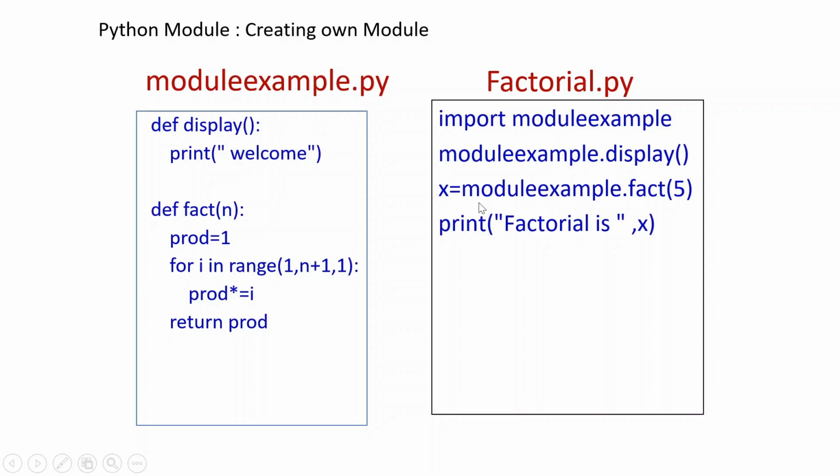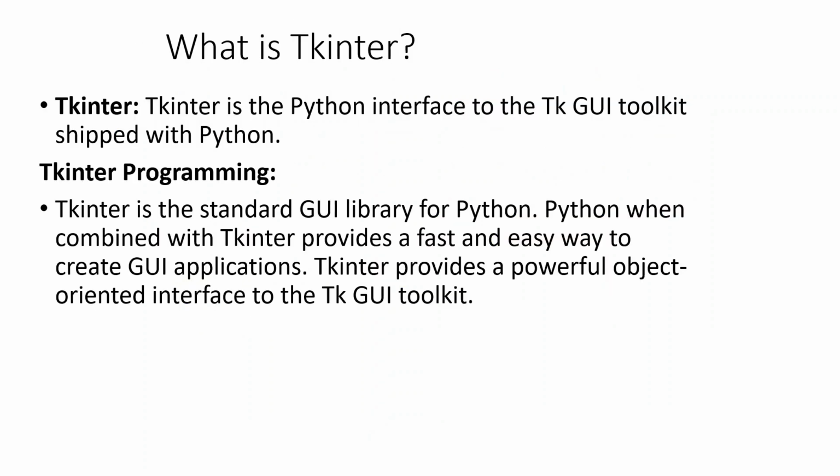Again, one more statement is there, x is equal to module_example.fact(5). So this fact(5) function is from this module_example.py file. So we can access these two functions from the module_example file in our program. This is factorial.py. In that way we can access predefined modules also. We can access the different functions which are available in a predefined module in our program, and then we can execute our application.